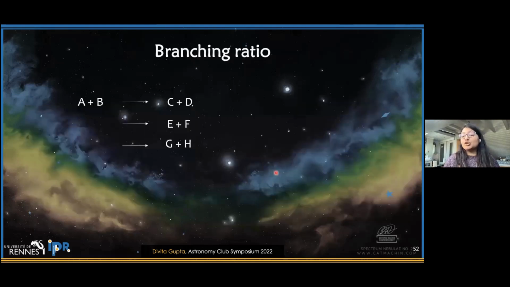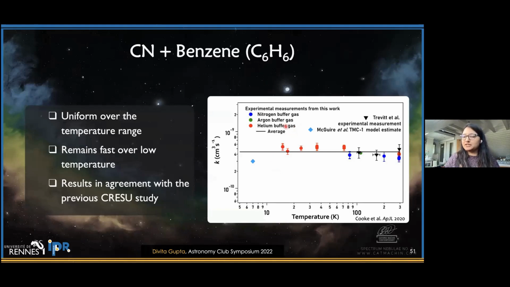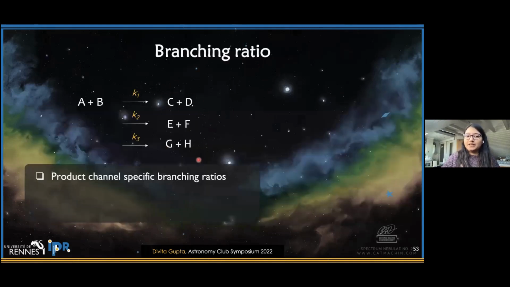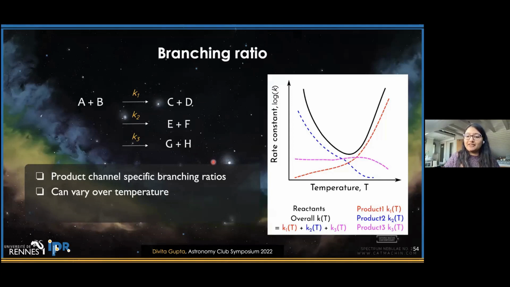Now, each reaction will not just have one pathway, okay? In this case, it has already been established during theoretical measurements as well that the benzene plus CN only gives the benzonitrile product. But that's not always the case. What you can also have is multiple channels. And these multiple channels then can have different reaction rates or different distributions. So you have these different reaction rates and this can then further change over temperature.